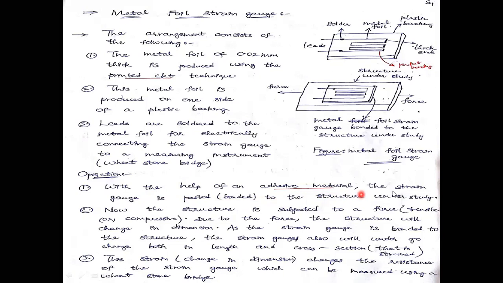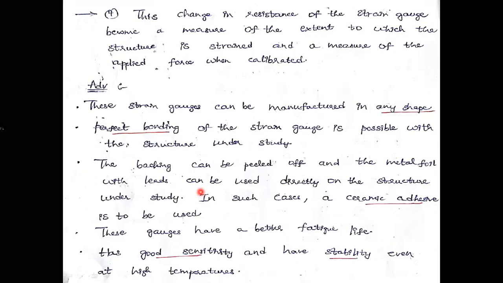With the help of an adhesive material, the strain gauge is pasted, bonded onto the structure under study. Now the structure is subjected to force, tensile or compressive. Due to this force, the structure will change its dimensions. As the strain gauge is bonded to the structure, the strain gauge also will undergo some changes with respect to the change in length and cross-sectional area. Same theory. This strain, the change in dimension, changes the resistance of the strain gauge, which can be measured using the Wheatstone bridge. This change in resistance becomes the measure of the extent to which the structure is strained and a measure of the applied force when calibrated.